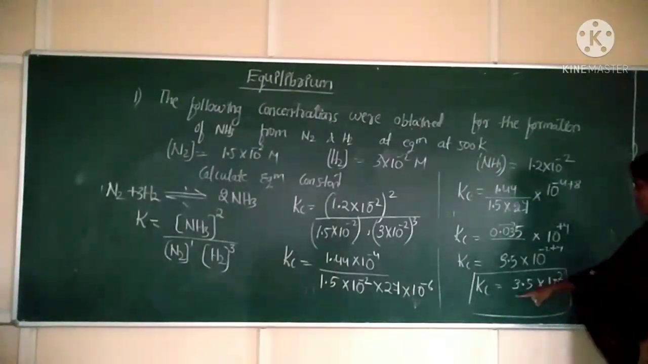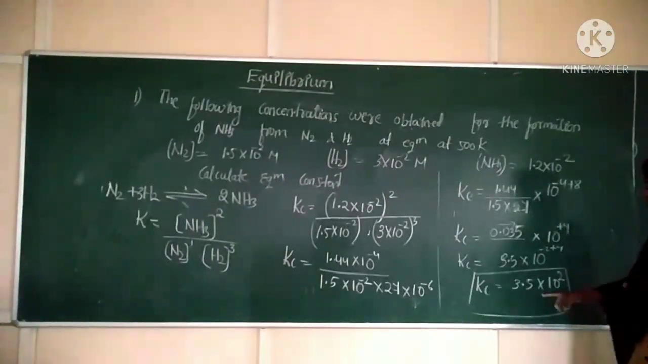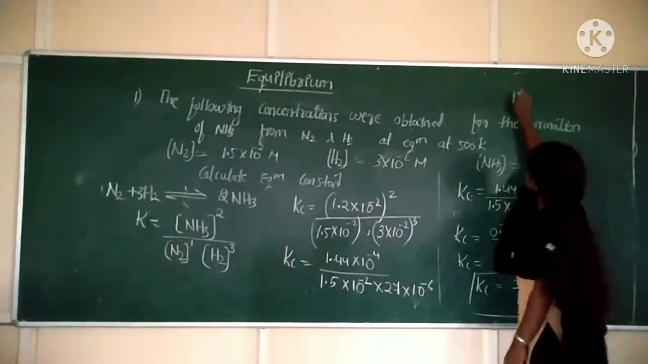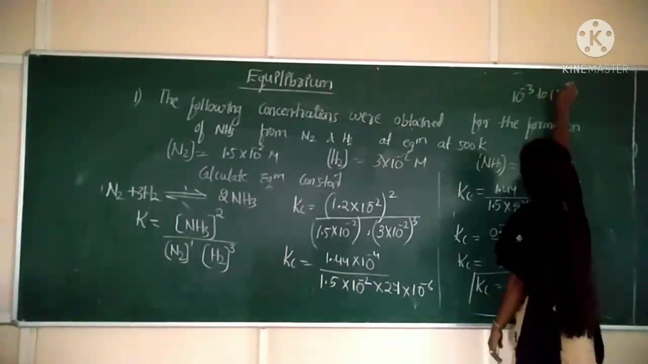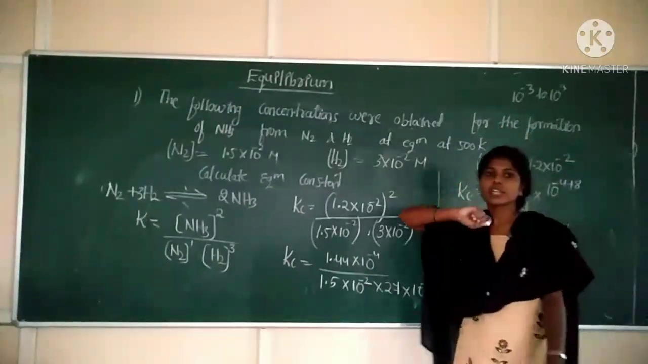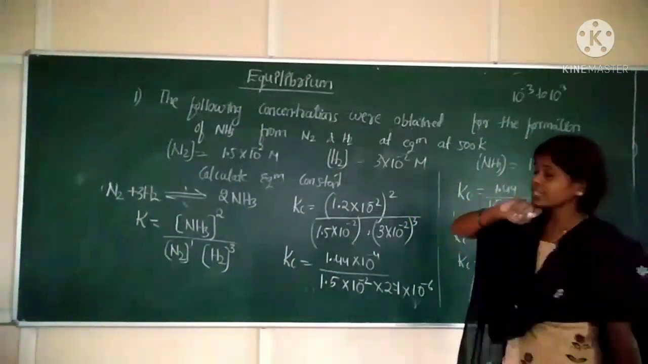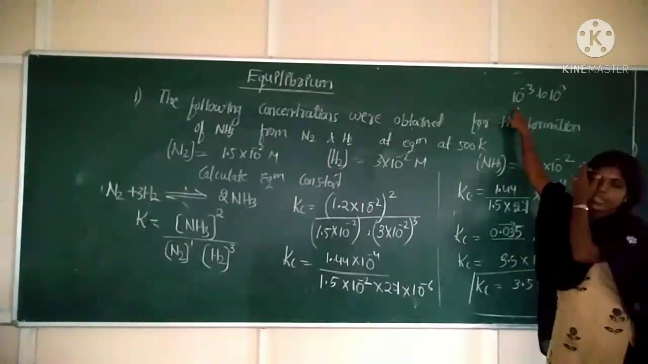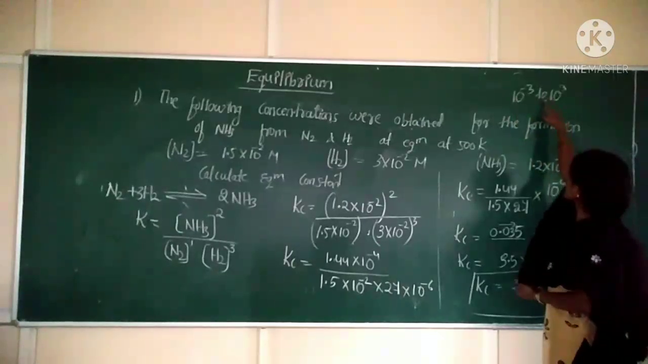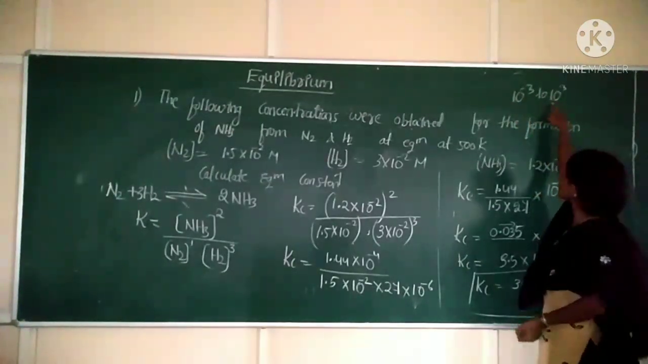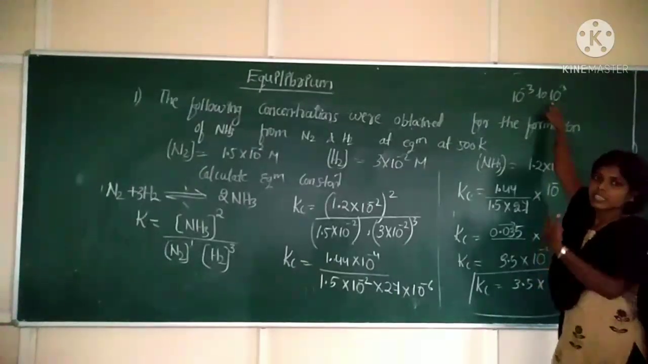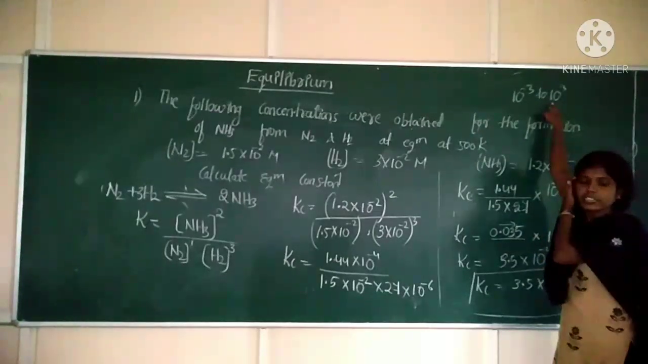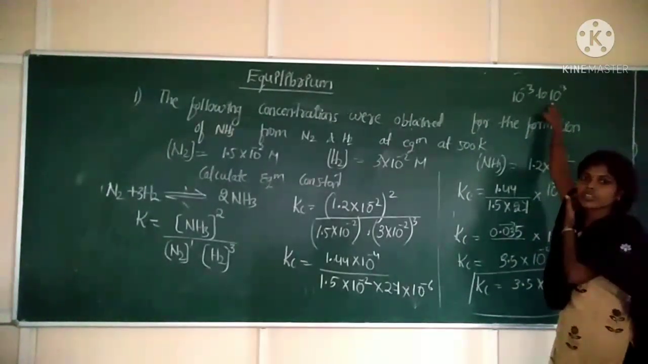Clear? Now what is the value of Kc? Kc value is 3.5 into 10 to the power 2. Okay. Remember those conditions? When Kc value is less than 10 to the power minus 3, the reaction is incomplete. When the Kc value is more than 10 to the power 3, the reaction goes almost completely. The extent of reaction goes toward completion.